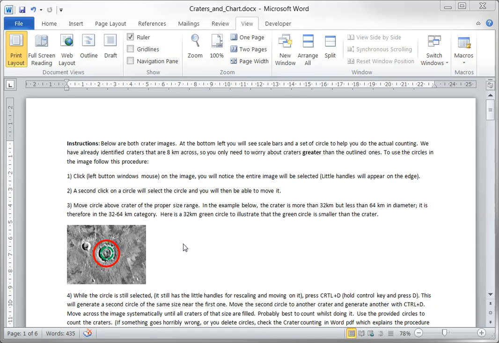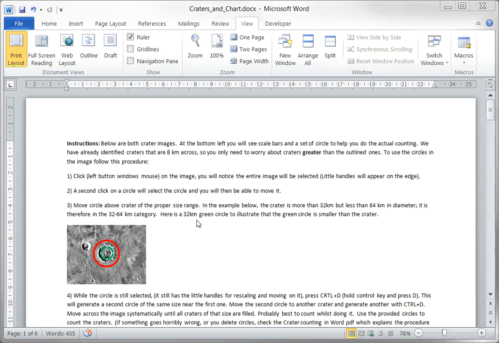Hi folks, Frank here. In this little tutorial I'm going to show you how to do the crater counting in Word, how to take your actual crater numbers, convert them to normalized crater numbers, and how to plot those normalized crater numbers on the graph for isochrons.